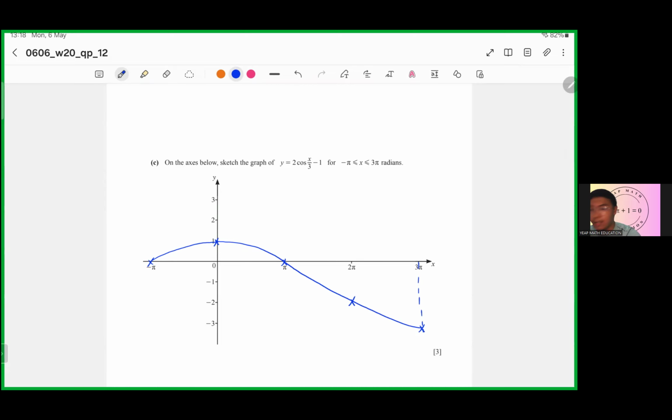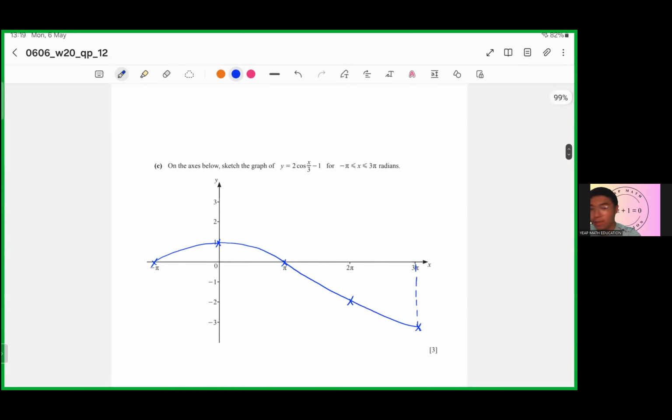I hope you guys can understand this part. Every time you sketch for trigonometry, you don't need to memorize everything. You just memorize the original only, and then you just follow the period and amplitude to sketch it, and also follow the translation up and down. So you can sketch this part. You will get 3 marks right here.